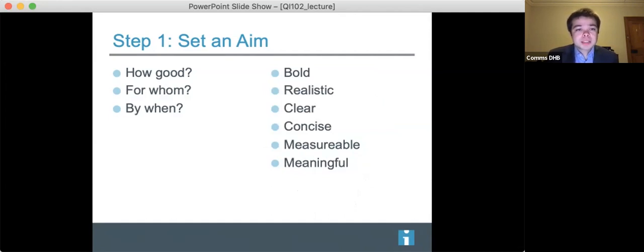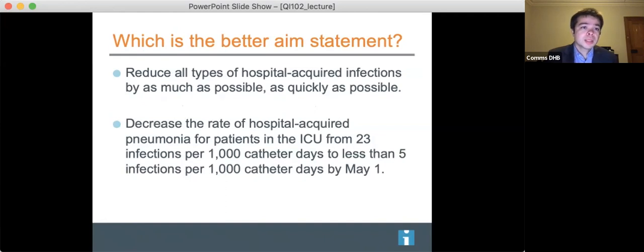The aim needs to be concise. If it's too long, people will stop reading it and they won't understand it. It needs to be measurable, as we mentioned, or else we won't know if a change has actually happened. And it needs to be meaningful. So this is about, again, tying it into the will, bringing people with you.